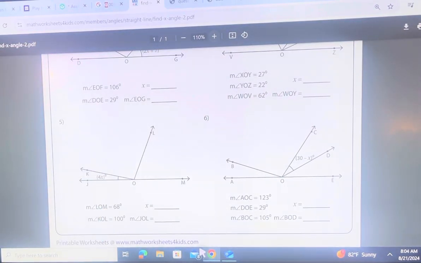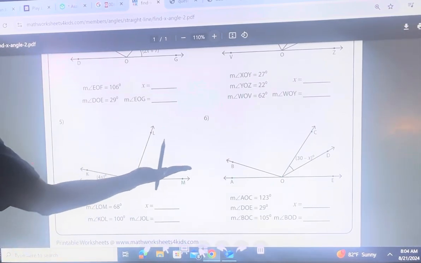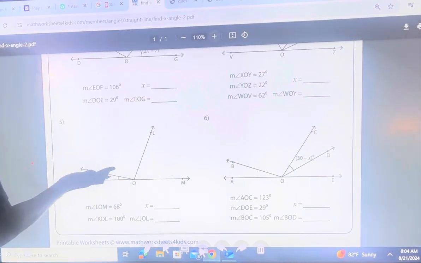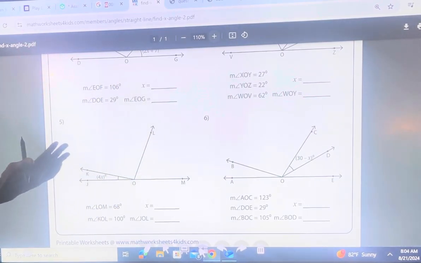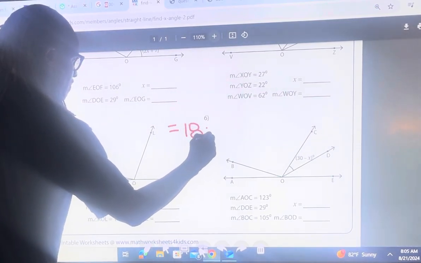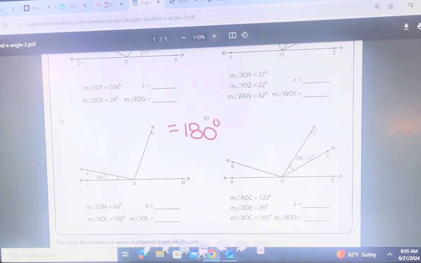Okay, so before we even start, the first thing that we should note to the side is if I have a straight line, everything here is going to equal the degree of the straight line. What's the degree of every straight line? 180. So you know all of this has got to equal 180 degrees. They gave us a few things, so we can use that.